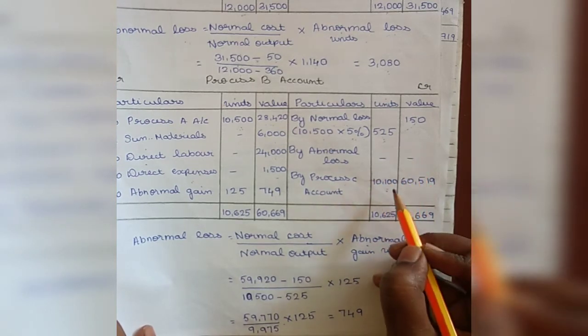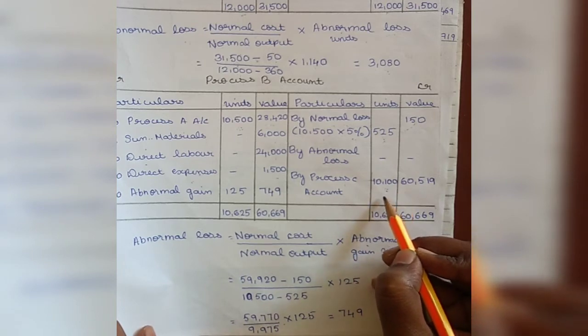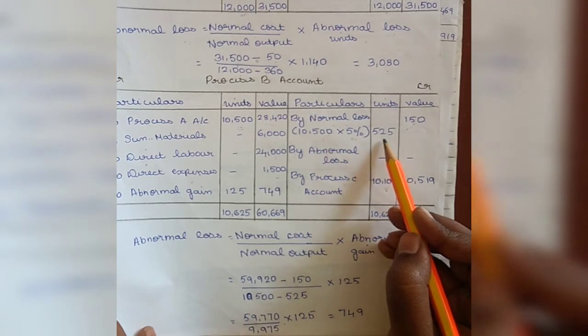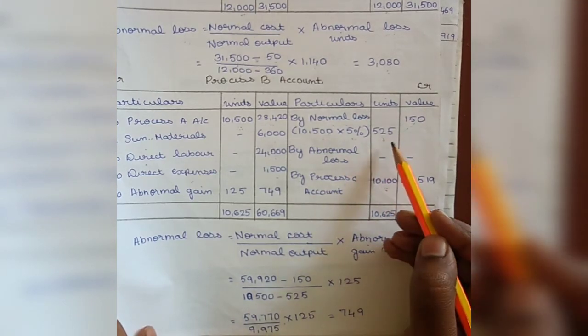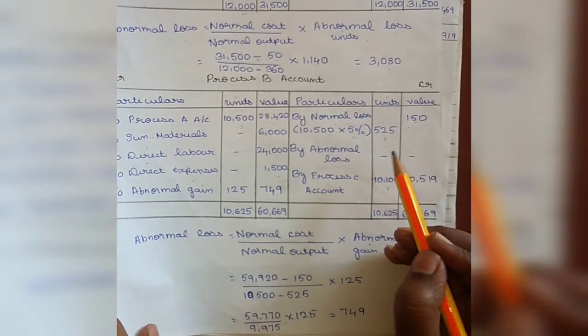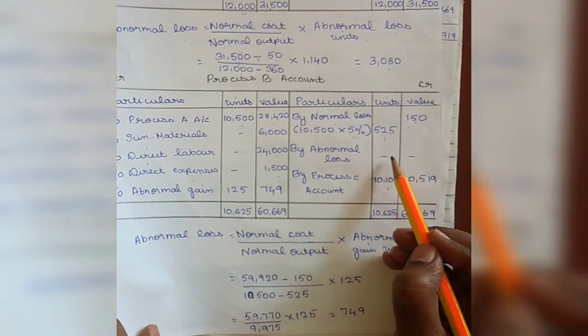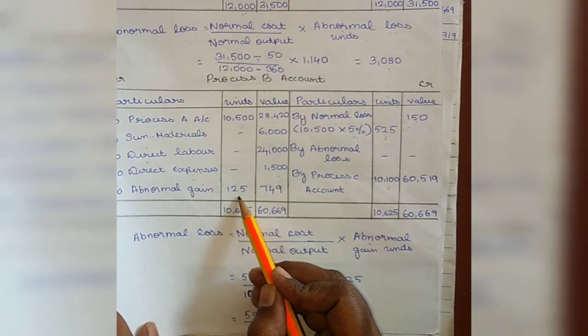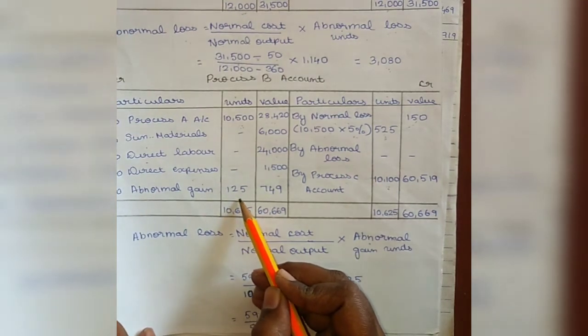Alright. Now 400 is the remaining number of units. But what is the normal loss? It is 525, which is above this unit. So it will become the abnormal gain. So the difference of 125 units, that will be the abnormal gain. And that is what I have taken here as 125.